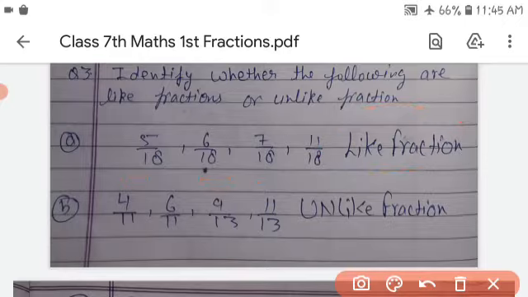Next, part B: 4 by 11, 6 by 11 and 9 by 13, 11 by 13. The denominators are different, 11 and 13. So these are unlike fractions.